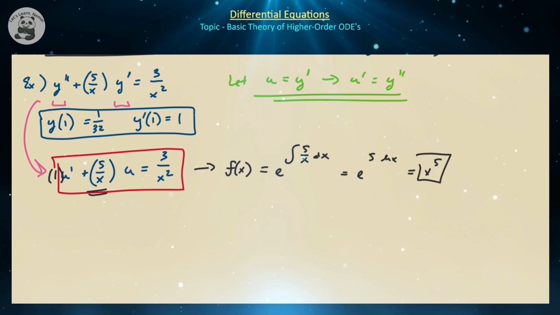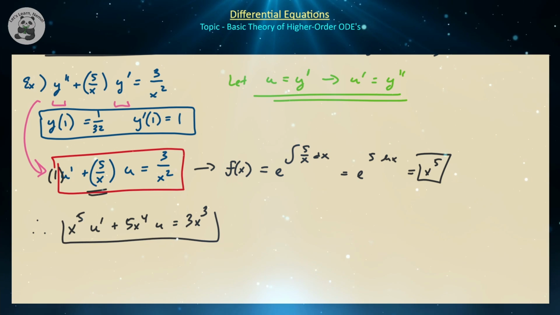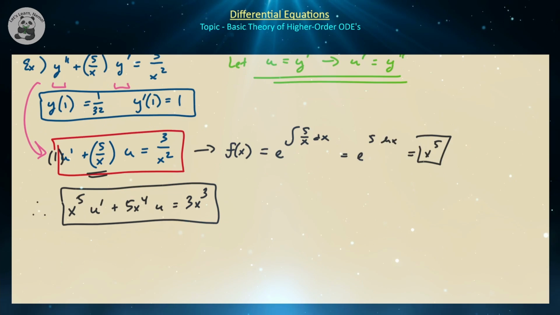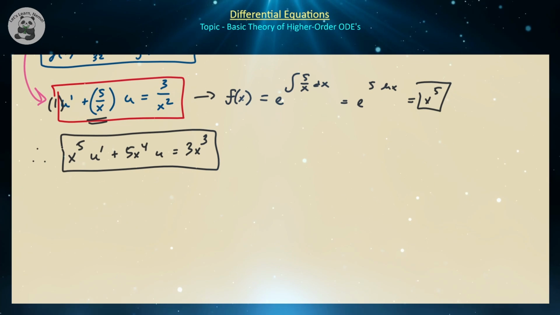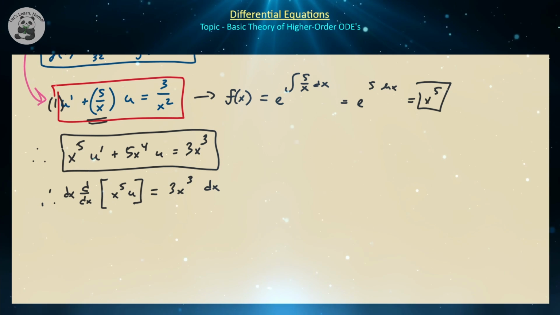So multiplying both sides by x to the power of 5, we're going to get x to the 5 u prime plus 5x to the fourth u, and that's going to be equal to 3x to the power of 3. So we have this particular equation, which you should recognize as just a backwards product rule. So we can write that as the derivative of x to the fifth times u, and that's going to be equal to 3x cubed.